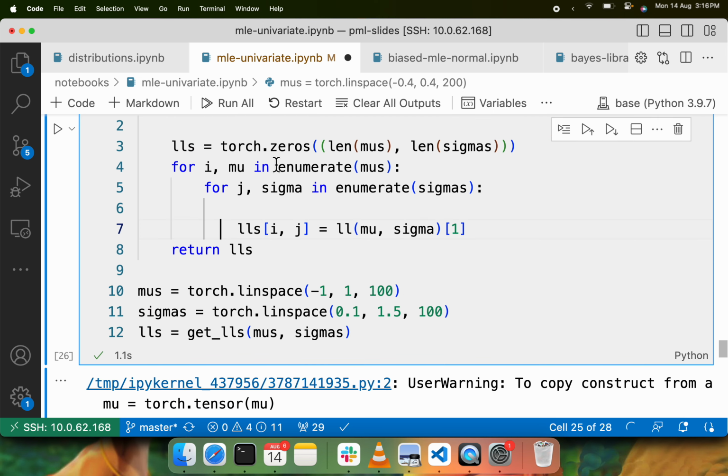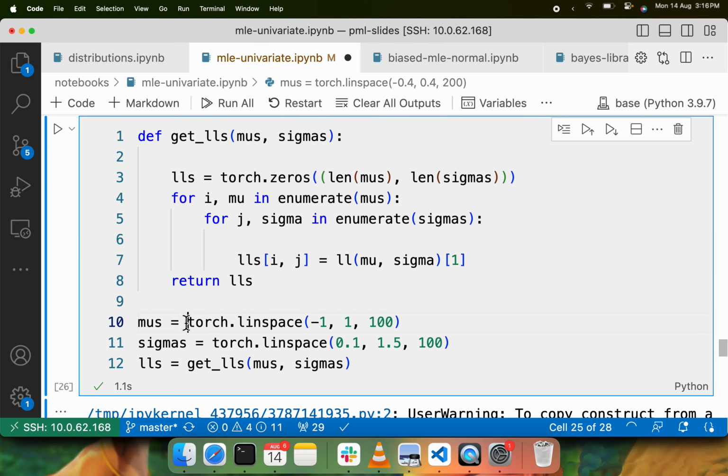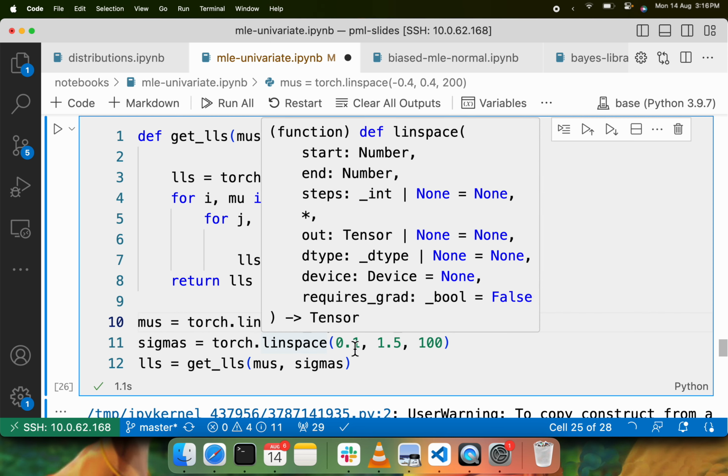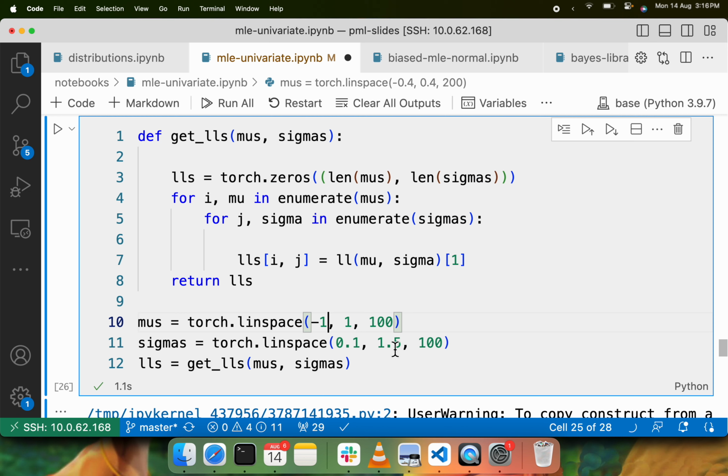Essentially, I can create a bunch of mu values where I want to evaluate my log PDF, that is from -1 to 1 with 100 values between them, and similarly sigmas go from 0.1 to 1.5. Why have I chosen these values of sigma and not something similar to mu's? The mu's are from -1 to 1. Why does sigma have a different set of values?